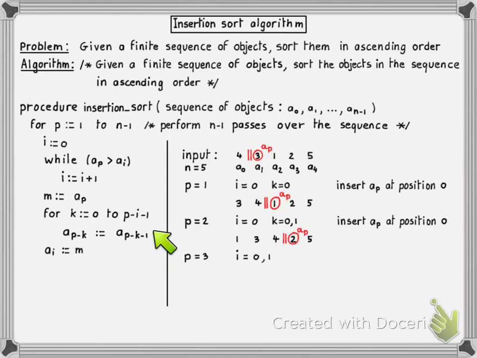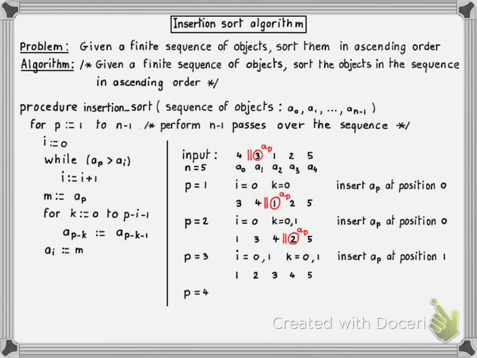As you probably figured out, this loop is supposed to actually perform the insertions of a sub p into the sequence in its correct position. In this case, the value of k is going to start at 0 and end at 1, and a sub p is inserted at position 1, yielding the following sequence. Now notice this sequence is already sorted. However, the algorithm does not notice that. It must execute exactly n-1 passes. In this case, 4 passes.